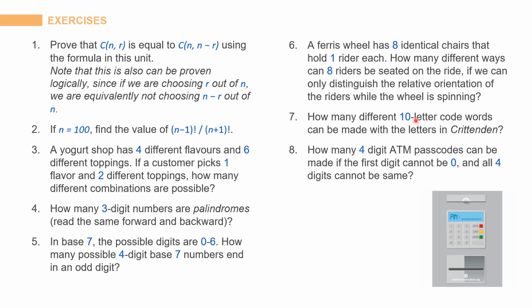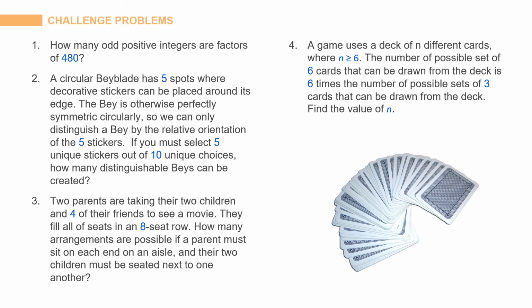7, how many different 10-letter code words can be made with the letters in Crittenden? In other words, how many distinct arrangements of the 10 letters in Crittenden are there? And 8, how many 4-digit ATM passcodes can be made if the first digit cannot be 0 and all 4 digits cannot be the same? So this is an example of a permutation with a restriction. And finally, the challenge problems.